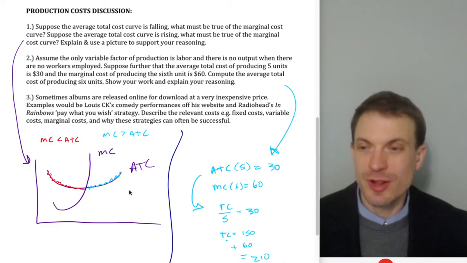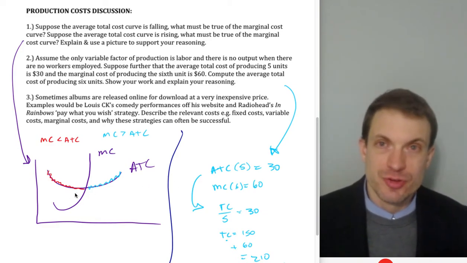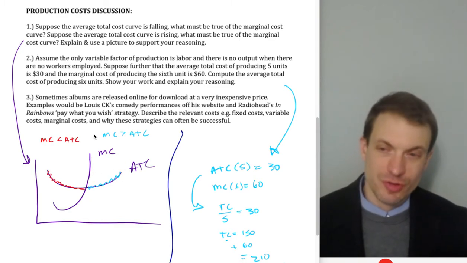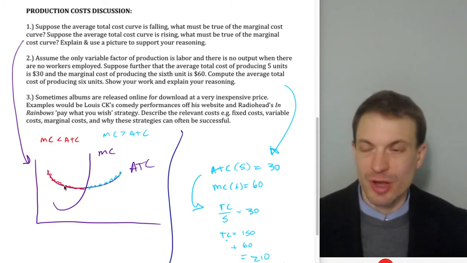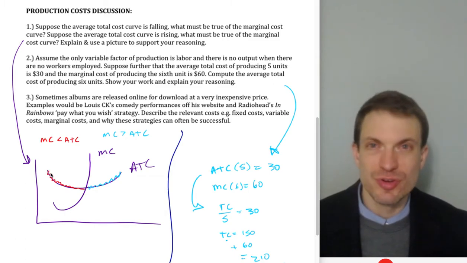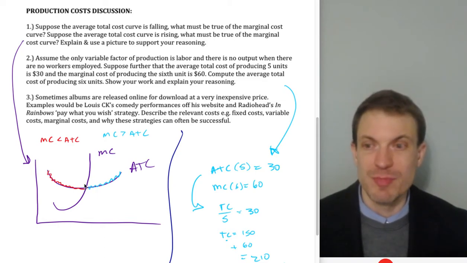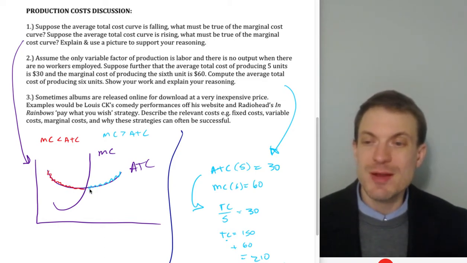That's the picture. The key part of the picture, beyond the fact that marginal cost is above average total cost whenever average total cost is rising, and marginal cost is below average total cost whenever average total cost is falling, is that marginal cost must cross average total cost from below at its minimum. So the minimum average total cost must be where marginal cost crosses it.